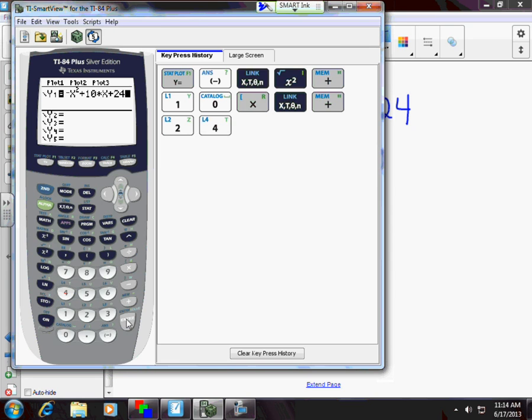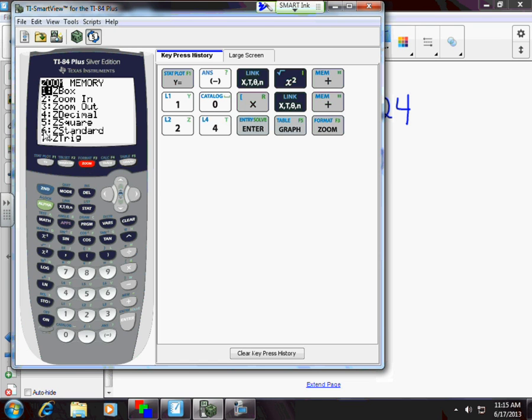So we'll press enter and we will graph. Notice the graph is coming in on the standard window, x running from minus 10 to 10, y running from minus 10 to 10. And remember, if your graph does not look like this, you can always get to the standard window quickly by pressing zoom and option 6 standard. That will get you to the standard window.